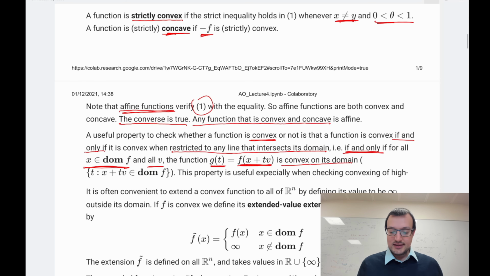So g of t is nothing else than the restriction of f along the line starting from x and going in the direction of v. As we change t, we go along the direction. For t equal to 0, we just have f of x. For t positive, we are going along the direction v. For t negative, we're going in the opposite direction. And this has to be true for all points. This is useful, we will see later on once we develop better the theory and algorithms for convex optimization.